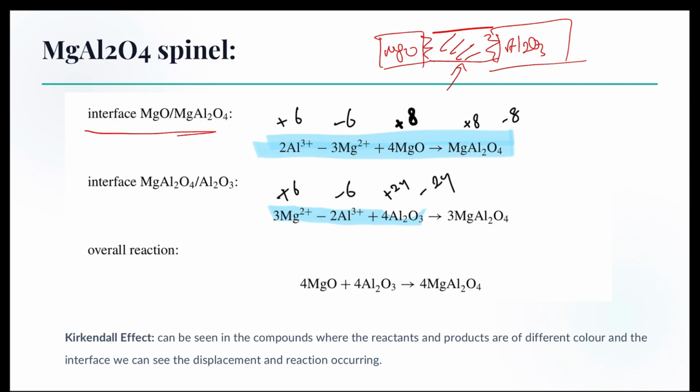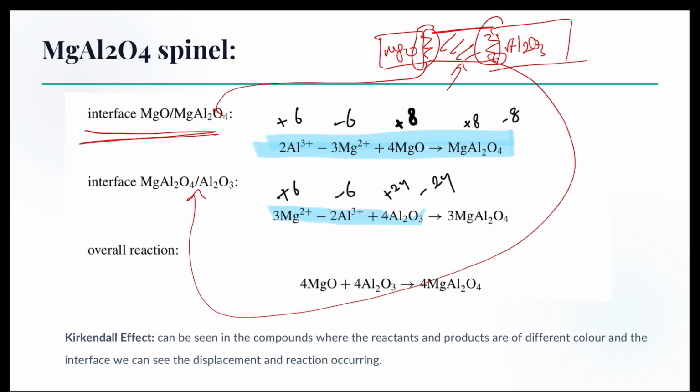So at the interface of MgO and MgAl2O4, because we are talking about this particular interface here, for every two Al3+ ions, we have three Mg2+ ions, and MgO is present because it's one of the reactants, and these are from the counter diffusion of ions, and we are going to form the products at the interface.